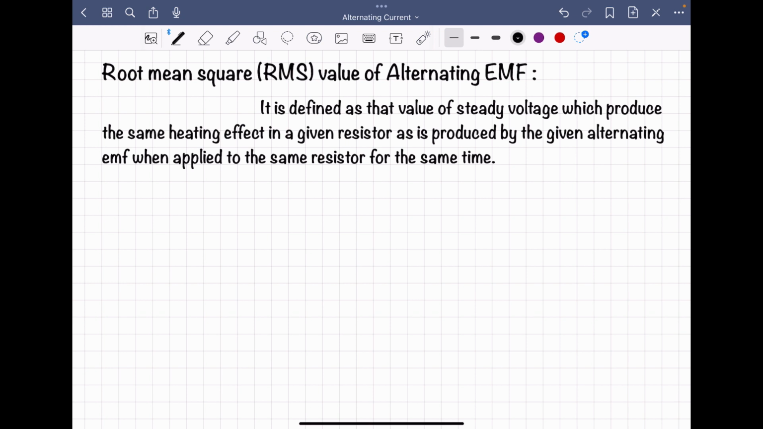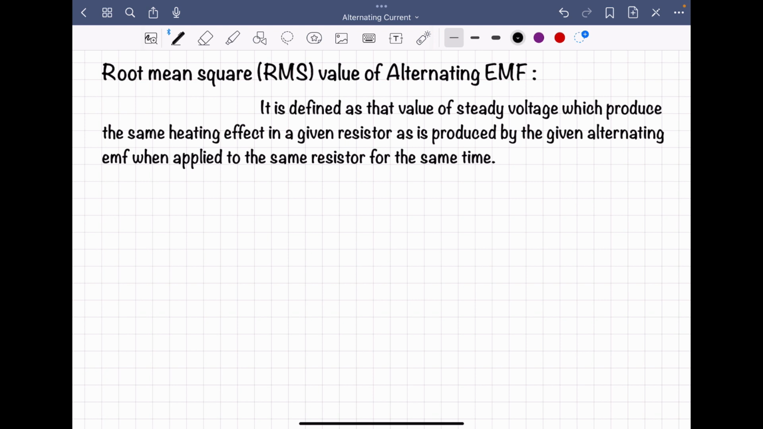It told about the steady current and alternating current. Here we have to discuss about steady voltage and alternating voltage or alternating EMF. That means in a given resistor, if we apply the direct voltage and alternating voltage for the same time, then they will produce same heating effect in that resistor.